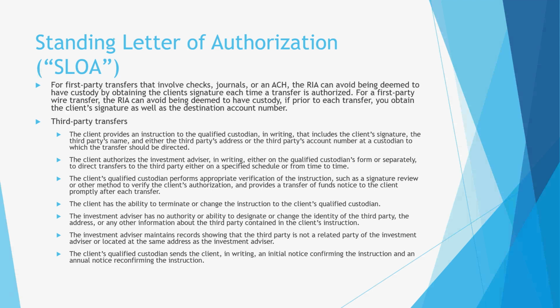The investment advisor has to maintain records showing that the third party is not a related party of the investment advisor or located at the same address as the investment advisor. So there can't be any link between the advisor and the third party the funds are going to. The client's qualified custodian then has to send the client in writing an initial notice confirming the instruction and an annual notice reconfirming the instruction. So long as we're meeting these 7 guidelines, then again an RIA can avoid being deemed to have custody.